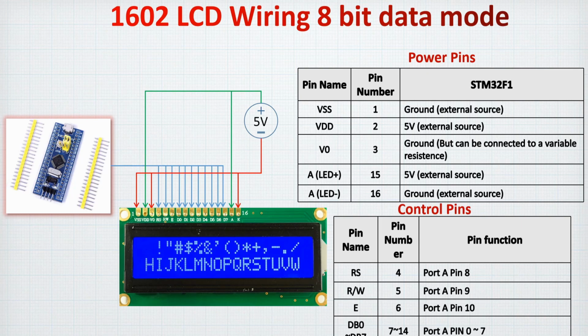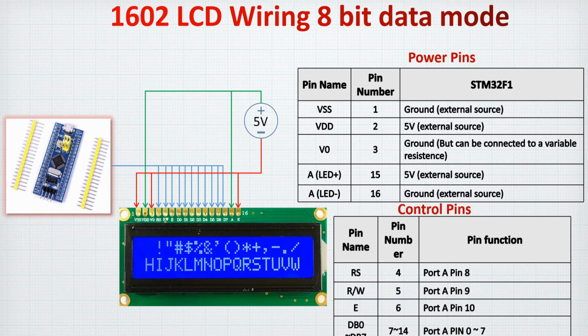Okay, and then we are going to put the control pins. So the RS will be connected to port A, pin number 8. The RW, or read write, will be connected to port A, pin number 9, whereas enable will be port A, pin 10. Finally, DB0 to DB7 will be connected to port A from pin A0 to A7.